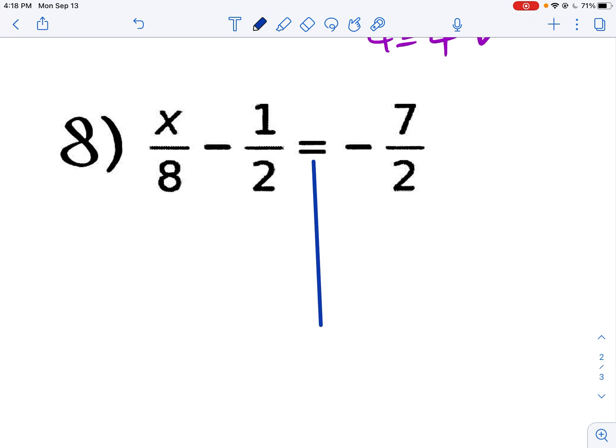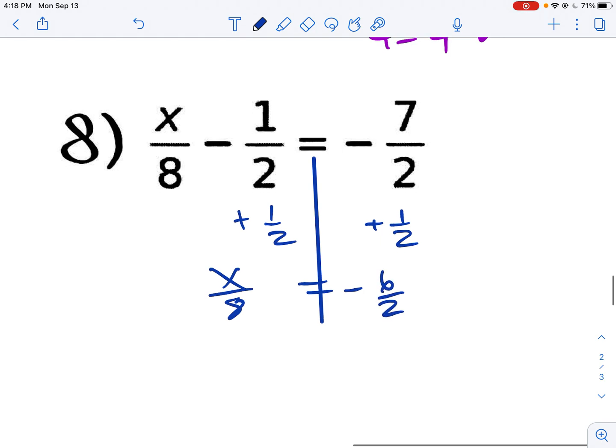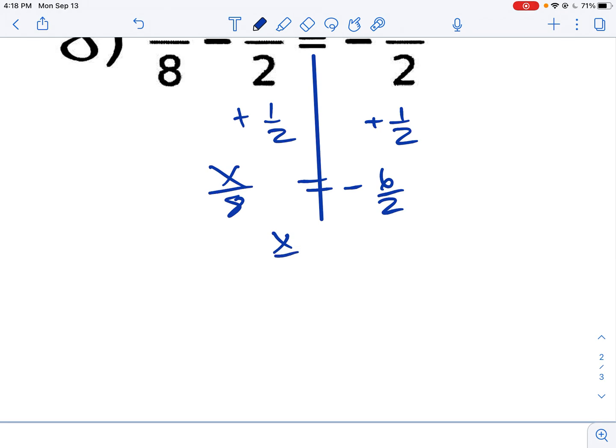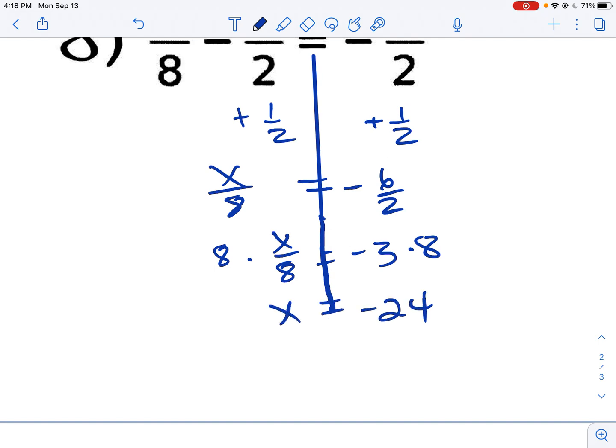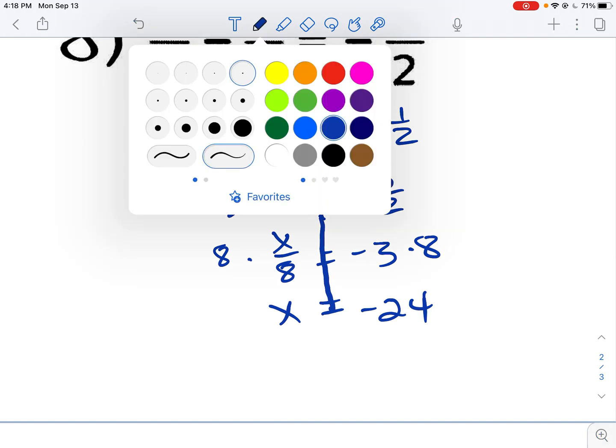Oh, fractions. Fractions are our friends. Okay, so I add 1/2 to both sides. I get x over 8 equals, so negative 7 plus 1 is going to get negative 6 over 2. And hopefully, boys and girls, you know that that's negative 3. I multiply on both sides. Let's bring this down a little bit. Multiply by 8, and I get x equals negative 24.